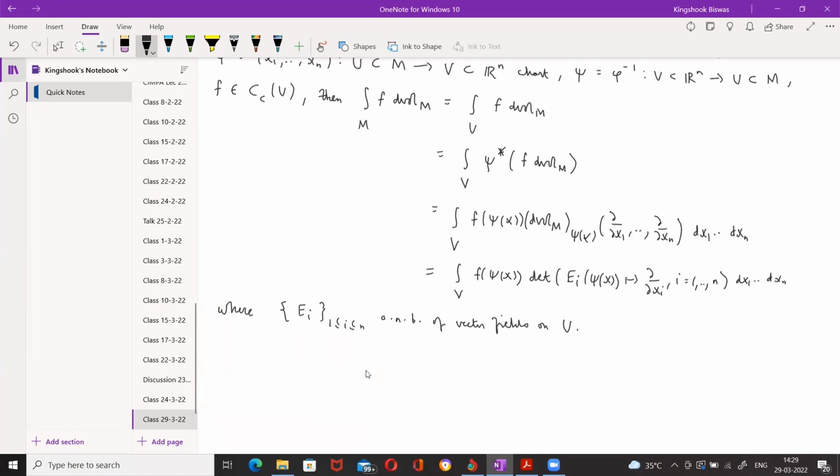Now I want to calculate the integral of a function with respect to the volume form of T^1 N. Okay, so how do I do that? So now I want to calculate, so let me take theta naught to be a point (p0, v0) in T^1 N. Okay.